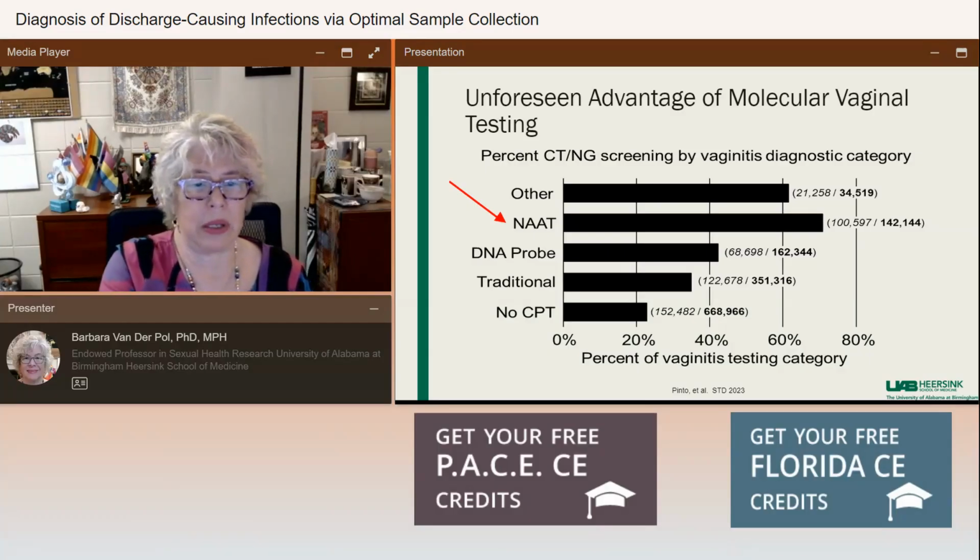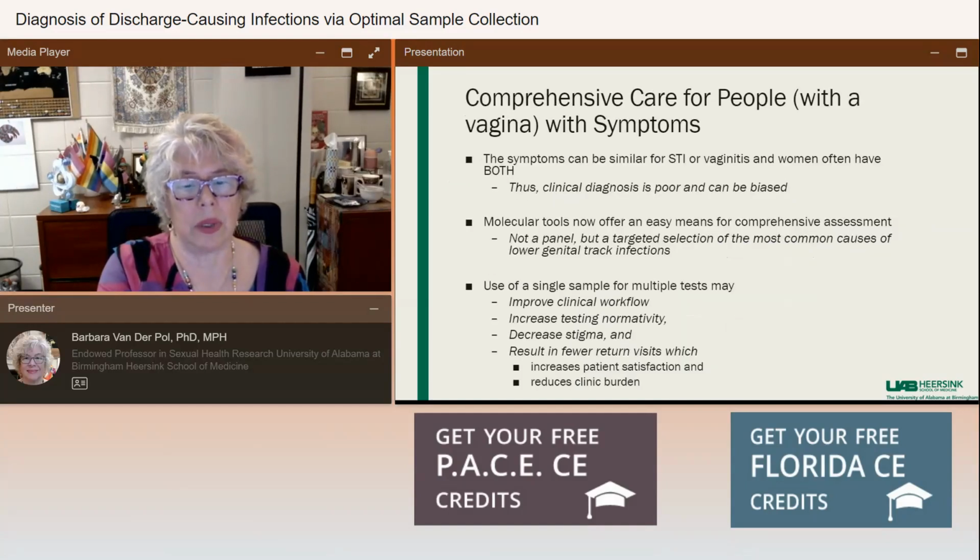There's probably 5 causes that can be responsible for the majority of it. Let's test for all 5 of them. So that's what's happening when people start using molecular tests.